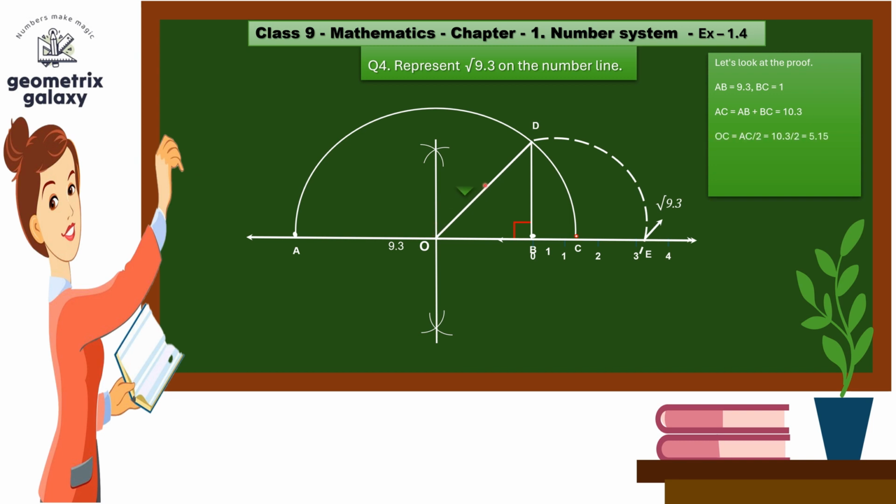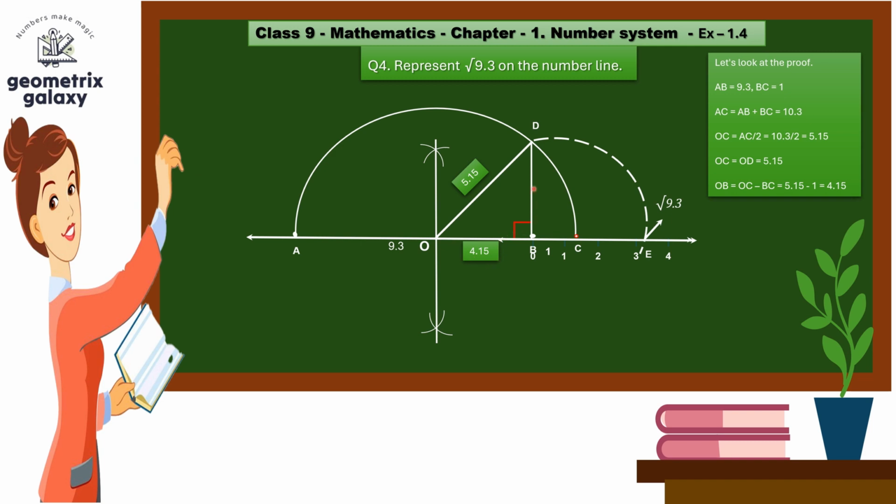Now what can you say about the measure of OB? We can find the measure of OB by subtracting the measure of BC from the measure of OC. So we know OC is equal to 5.15 and BC is equal to 1 unit. Therefore, 5.15 minus 1 is equal to 4.15. So the measure of OB is 4.15.